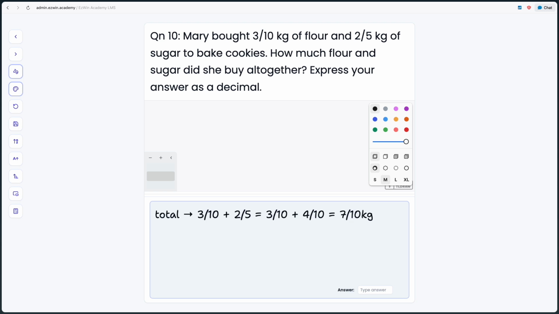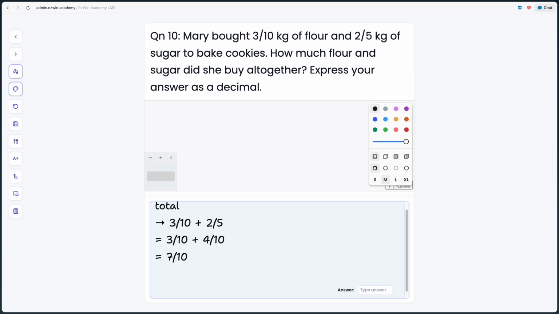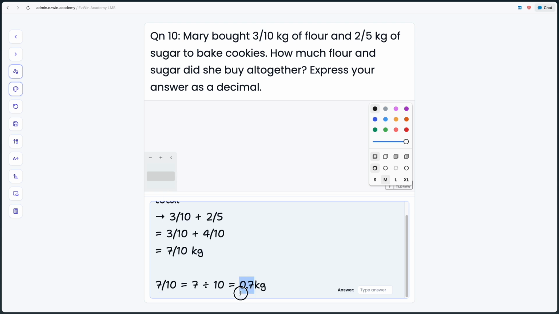Okay, there you go. So express your answer as a decimal. So 7 out of 10 kg. Let me put this like this so it's easier to see. Separate it out. So 7/10 is basically equal to 7 divided by 10, and this will give us 0.7 kg. Okay, and that's the answer, 0.7 kg.